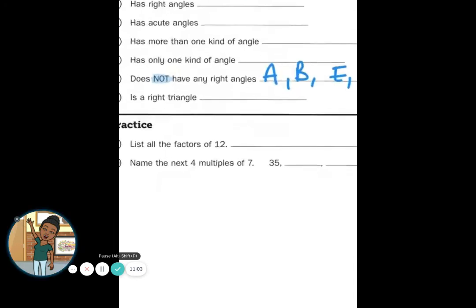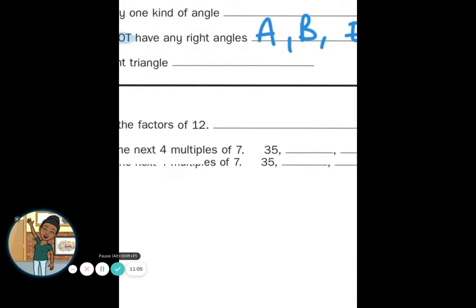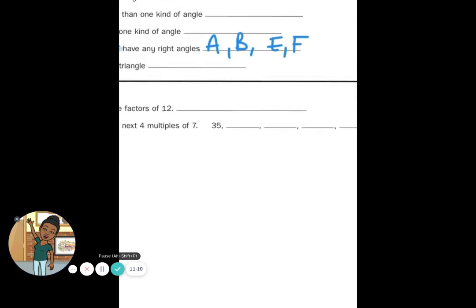List all the factors of 12. Well, factors of 12 are all the numbers I can multiply together to get a product of 12. So, for example, I know that 1 times 12 will give me 12. 12 is also an even number, so I know 2 is involved, times 6. And then 3 times 4 is also a factor pair, because 3 times 4 is also 12.